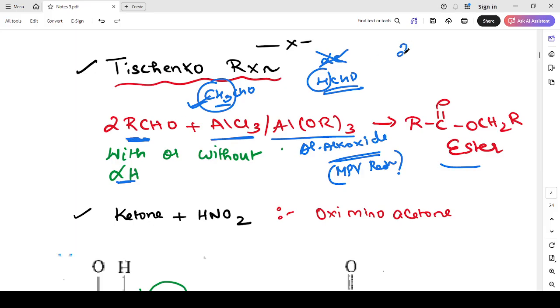Consider I am taking 2 moles of CH3CHO. Again it becomes OCH2R. You can see it is forming an ester unit here.